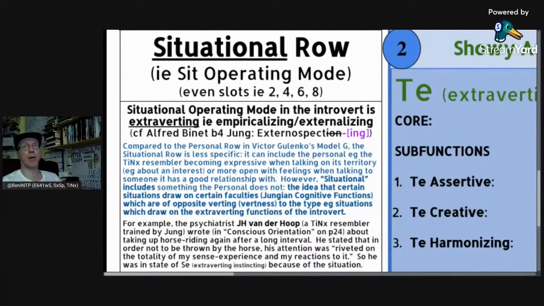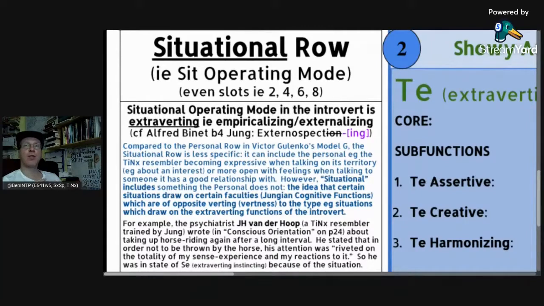And I'll give an example here. It can include the personal, e.g. the TI and X resembler becoming expressive. I should never have said that because it's already on there. There, a redundancy. E.g. the TI and X resembler becoming expressive when talking on its territory, e.g. about an interest, or more open with feelings when talking to someone it has a good relationship with.